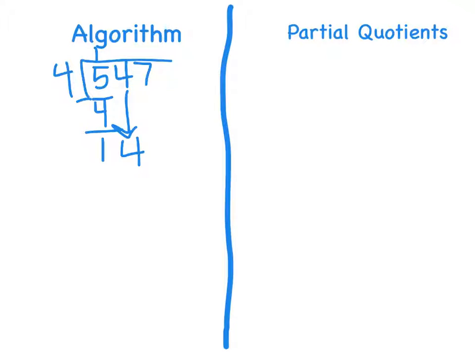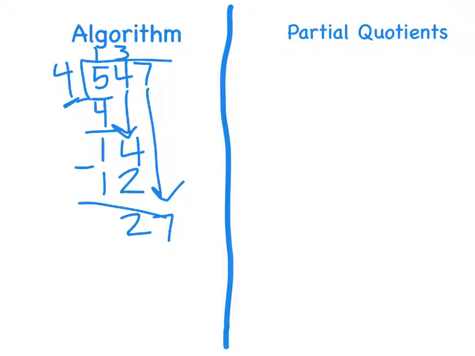14 divided by 4 is 3. That's the most times that it can go into 14. 3 times 4 is 12. I'm going to subtract and get 2, which I will check to make sure it's less than my divisor, 4, and it is. So I can bring down the next digit in the ones place and repeat the process.